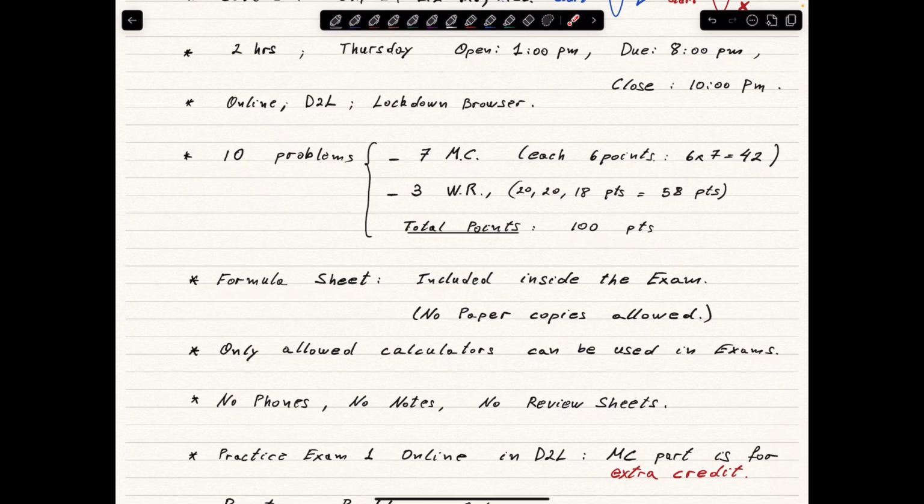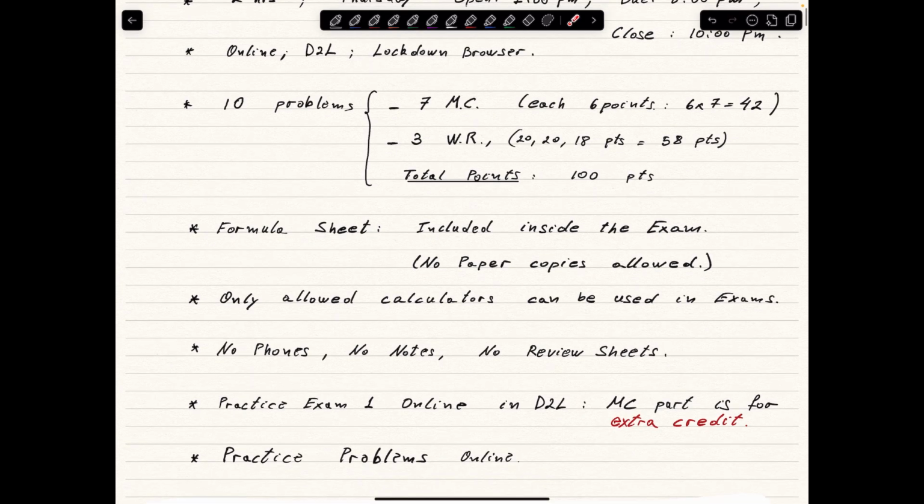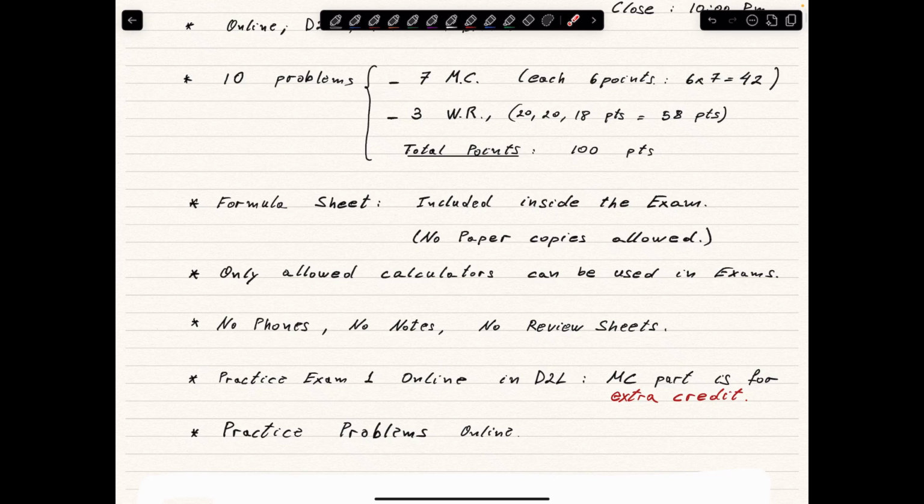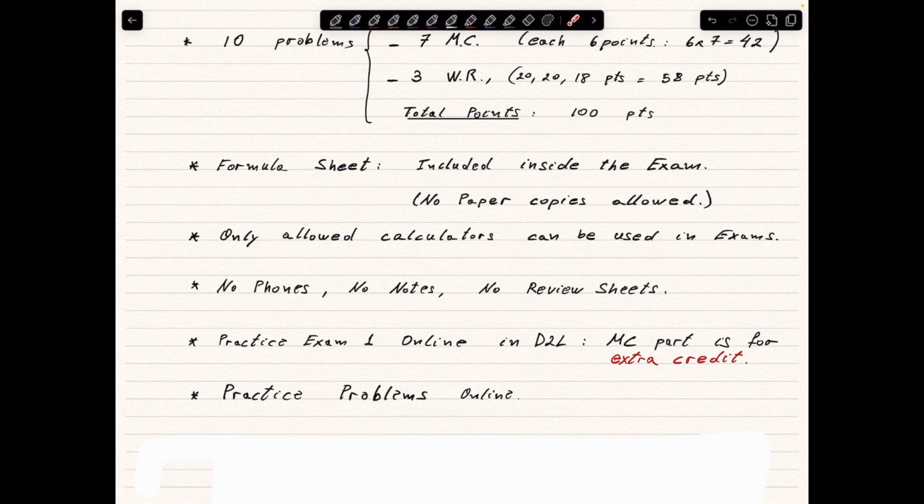The exam has a formula sheet included. The same formula sheet you have for quizzes is included in all tests in our class. No paper copies are allowed. You just need to scroll down and you're going to see the formula sheet inside the exam. Whatever problem you're working, scroll down, you have the formula sheet. You can use the allowed calculator that we mentioned in D2L, but that's all. No phones, no notes, no review sheets, just the allowed calculator. That's all you can have.